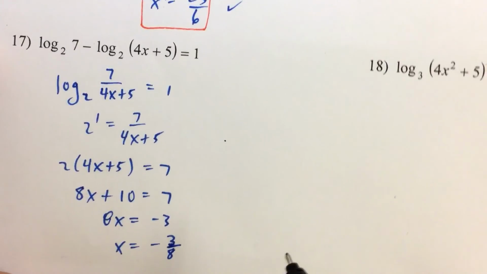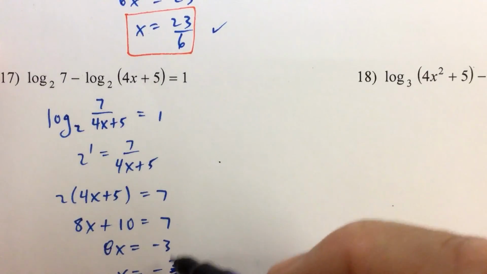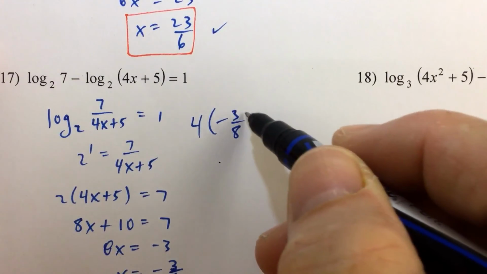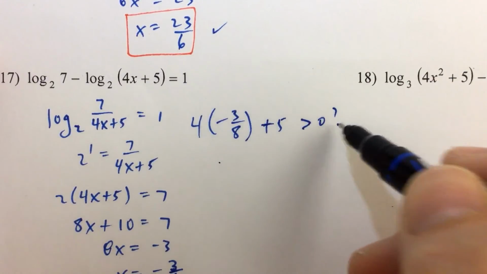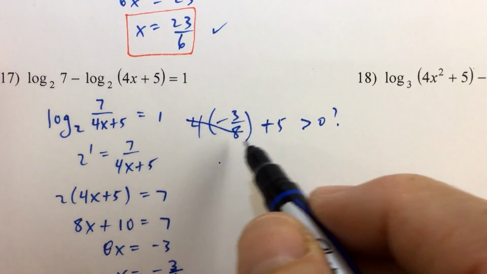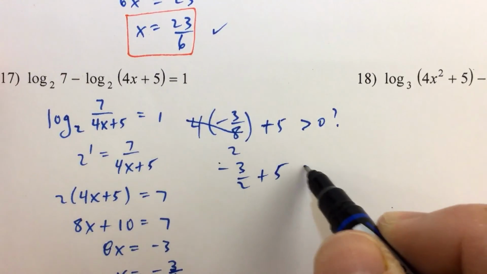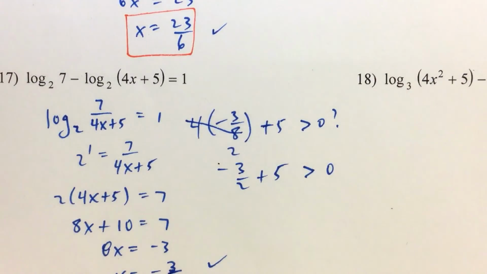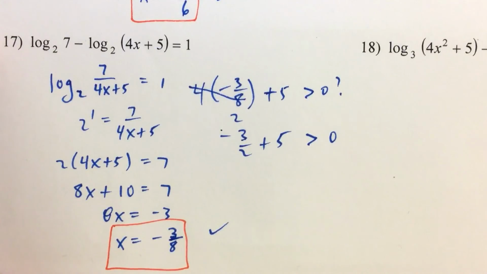So negative 3 over 8, this is a little bit trickier here. If we replace x up here, 4 times negative 3 over 8 plus 5, is that greater than 0? So that's the question. 4 goes into 8 2 times, and so we get negative 3 halves plus 5. So yes, that is indeed greater than 0, so we're done. And we just put a box around it. So there you go.